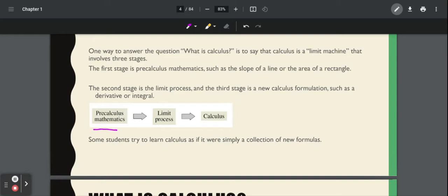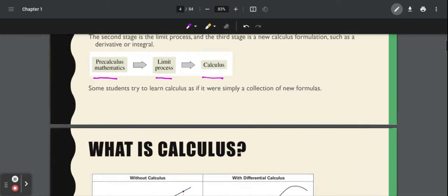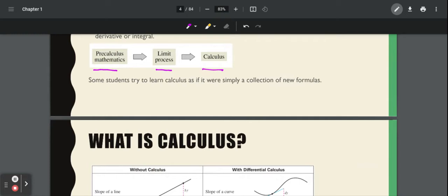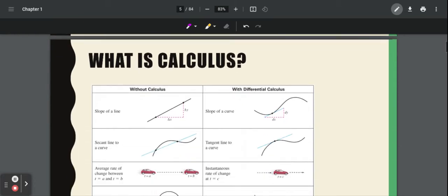So you're good with the pre-calc math. We're going to get into the limit process in this chapter, and then we're going to move into the actual calculus in the next chapter. So it's a process where it's not just memorizing formulas. You actually have to understand the process. It's like learning a new language. And so understanding kind of that base of the language and then building from your base.